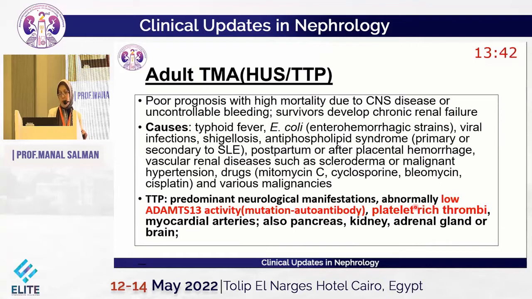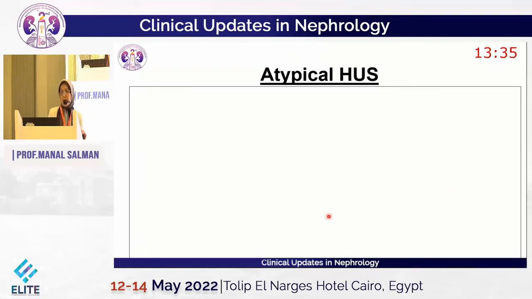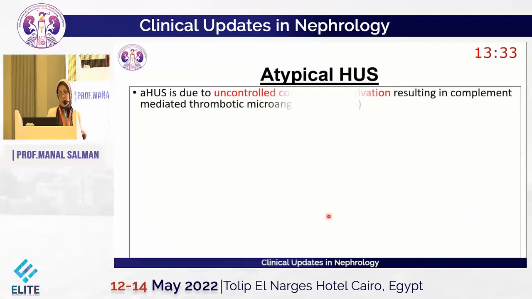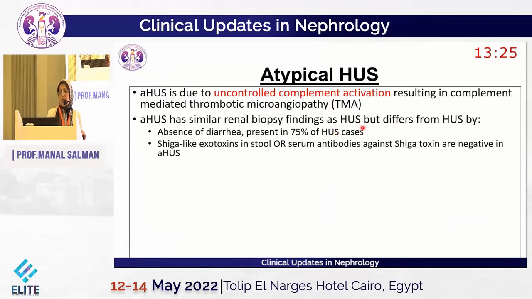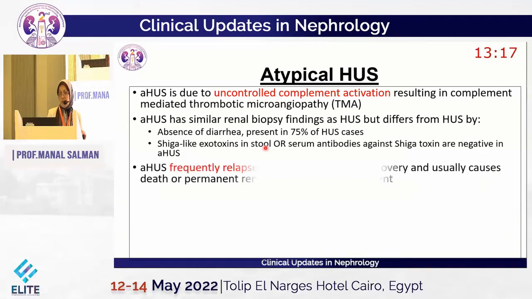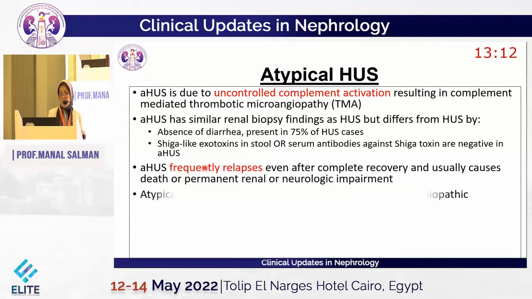And these thrombi are present in myocardial arteries, pancreas, kidney, adrenal gland, or brain. The atypical HUS, atypical hemolytic uremic syndrome, is due to uncontrolled complement activation that results in complement-mediated TMA. It differs from the classic HUS in absence of diarrhea and absence of Shiga-like exotoxin, but it has similar renal biopsy findings. It has frequent relapses even after complete recovery and can lead to permanent renal or neurological impairment.